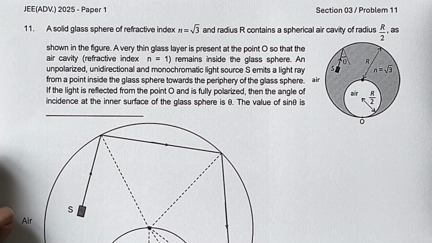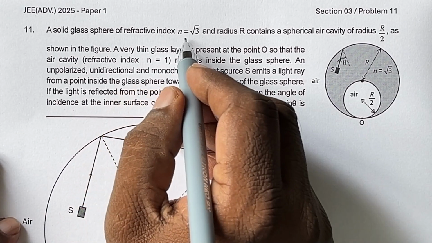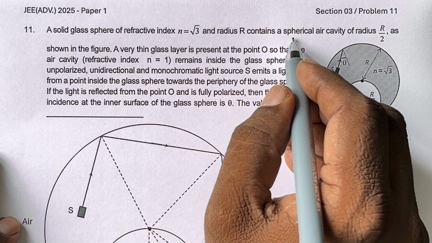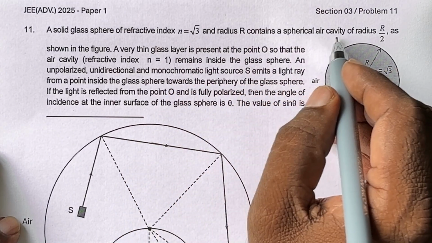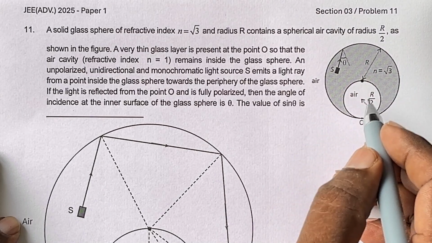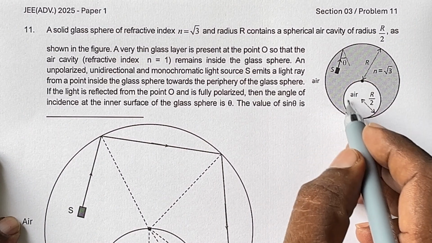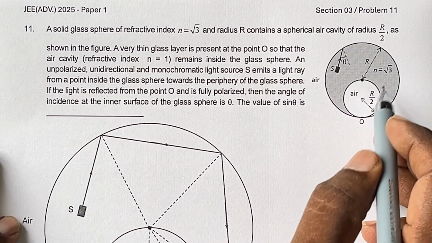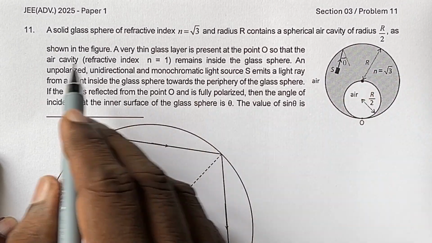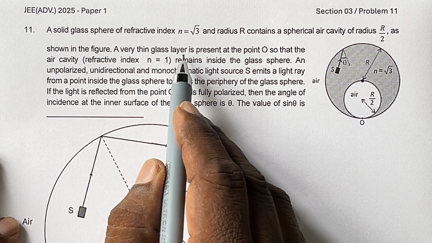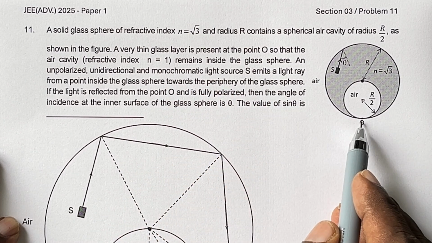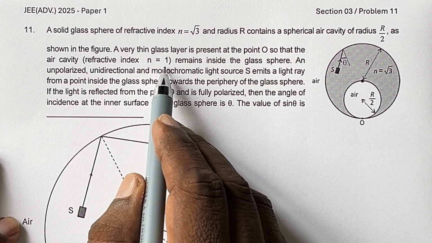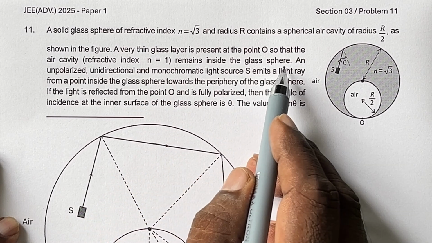In this problem, a solid glass sphere of refractive index n equal to root 3 and radius r contains a spherical air cavity of radius r by 2. Here the air cavity is shown. The total thing is a sphere made of solid glass, as shown in the figure. A very thin glass layer is present at the point O so that the air cavity, refractive index n equal to 1, remains inside the glass sphere.